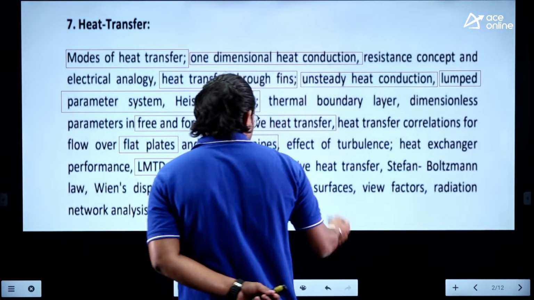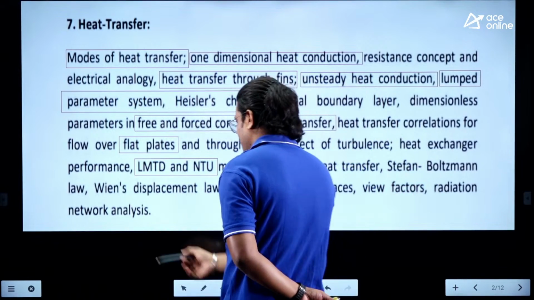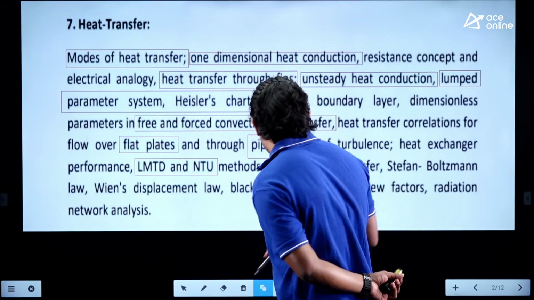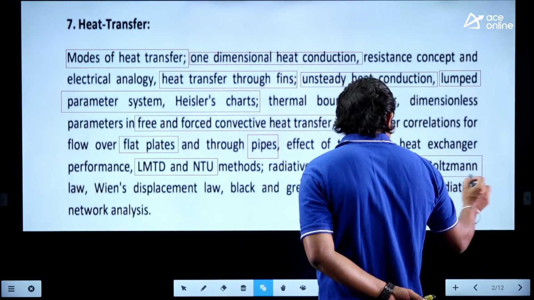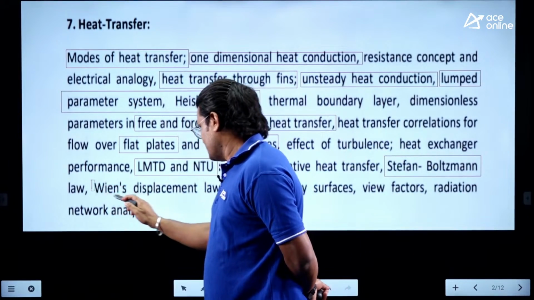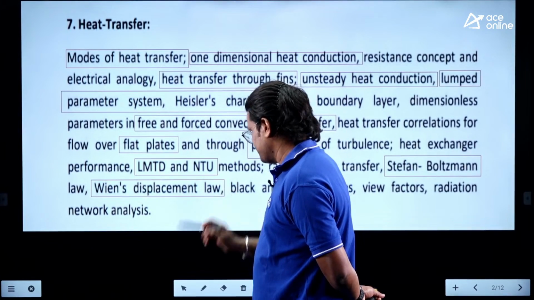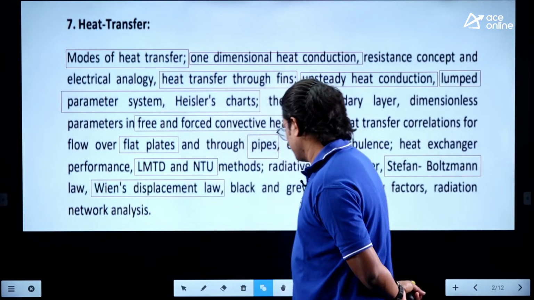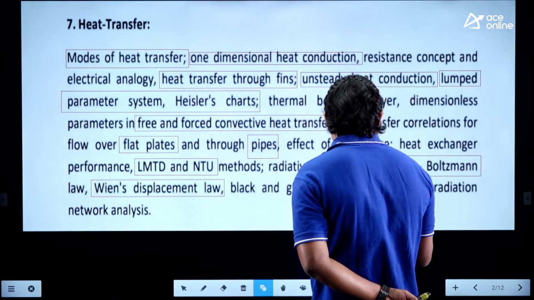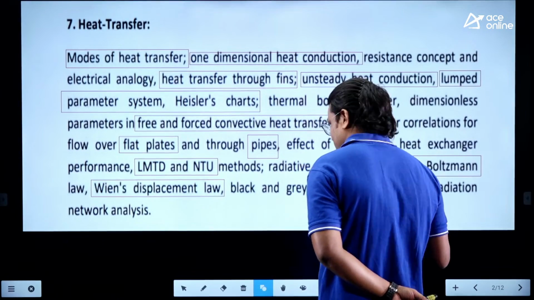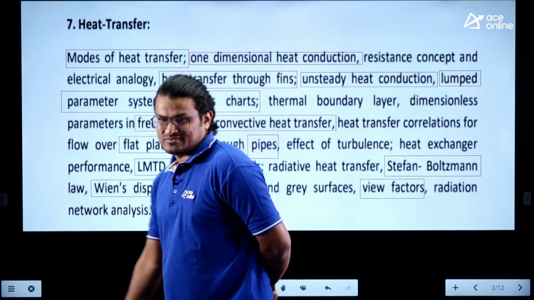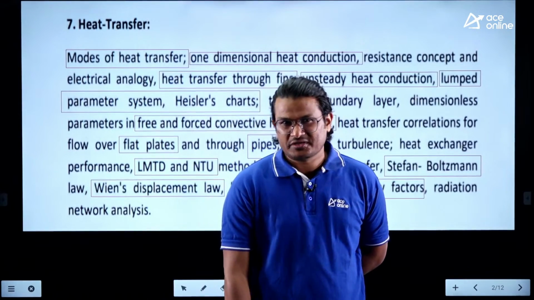Then after that, radiative heat transfer, Stefan-Boltzmann law. In that, it is written here, Stefan-Boltzmann law. Then you have Wien's displacement law, then black body, gray surface, view factor, and radiation network analysis. So these are some important areas.